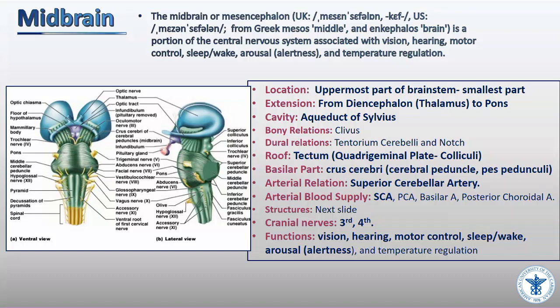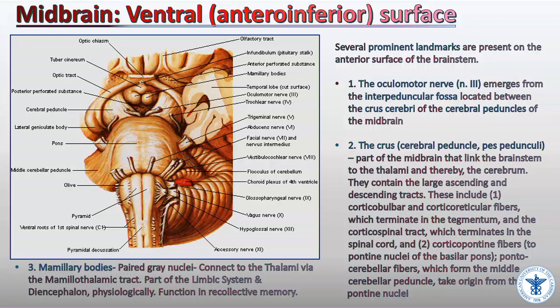The cranial nerves which are related to the midbrain are the third and fourth, and we will look at some of the functions, very basically vision, hearing, and sleep, wakefulness, arousal patterns. Now, looking at the midbrain a little bit more in detail from the ventral or the anterior surface, you have about 5 important structures that I want you to see there.